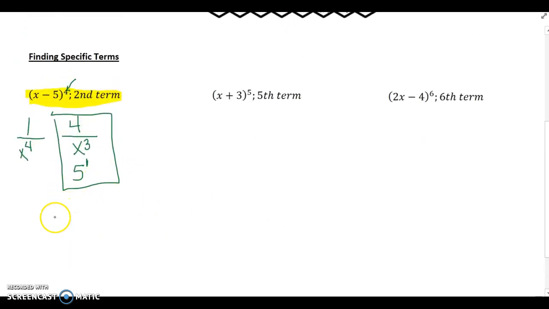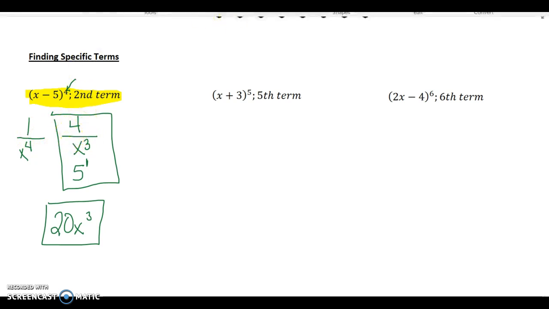So 4 times 5 is 20, and then x to the third. Okay, so again, I found my row, I listed my terms until then, and then I went from there. Okay, I'll highlight this next one a different color, maybe purple. That sounds like fun.